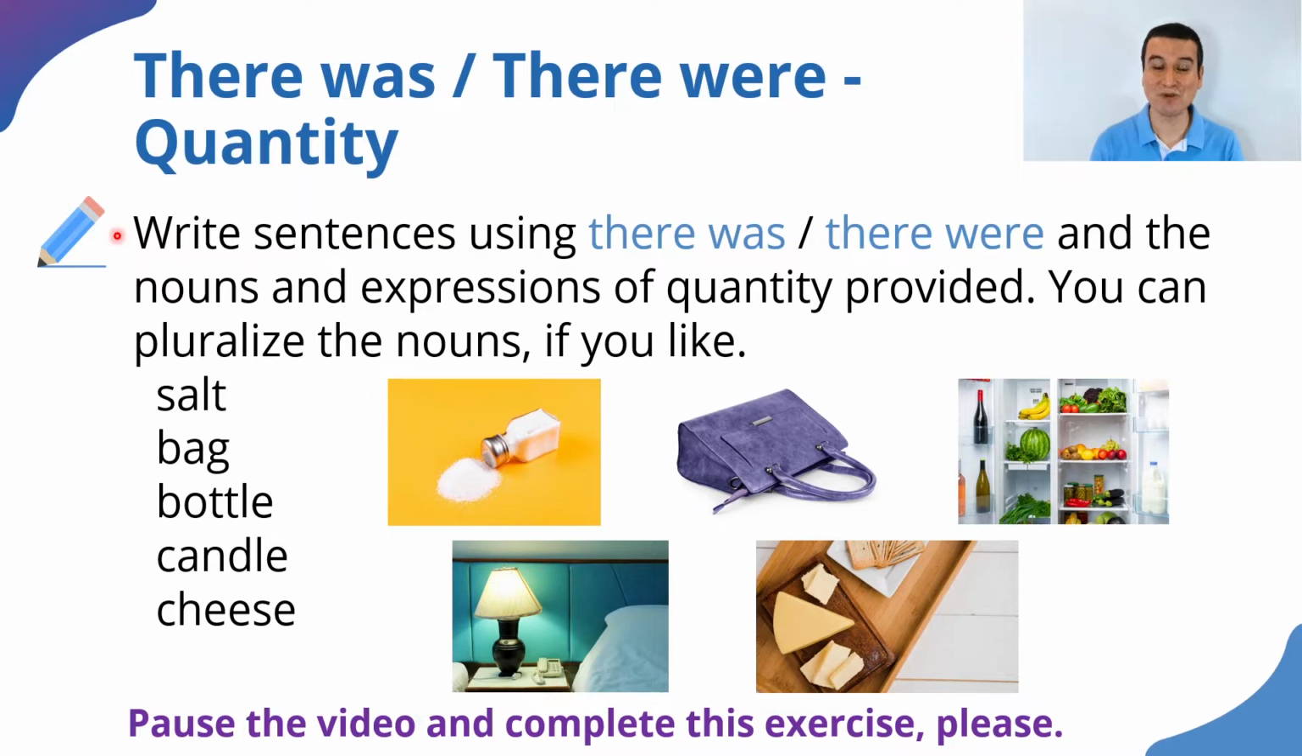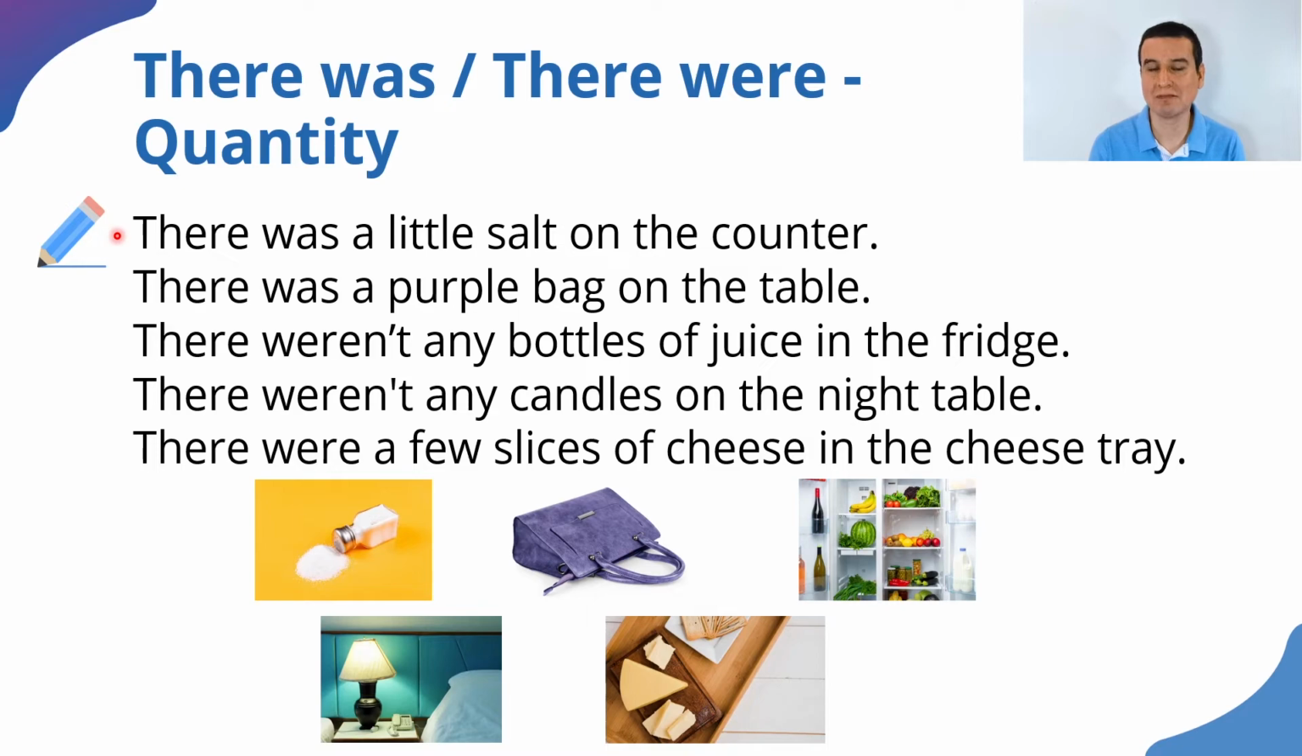All right, thank you. I hope that you did complete the activity, and here I have some sample answers for you. There was a little salt on the counter. There was a purple bag on the table. There weren't any bottles of juice in the fridge. There weren't any candles on the night table. Practicing the negation there. There were a few slices of cheese in the cheese tray.